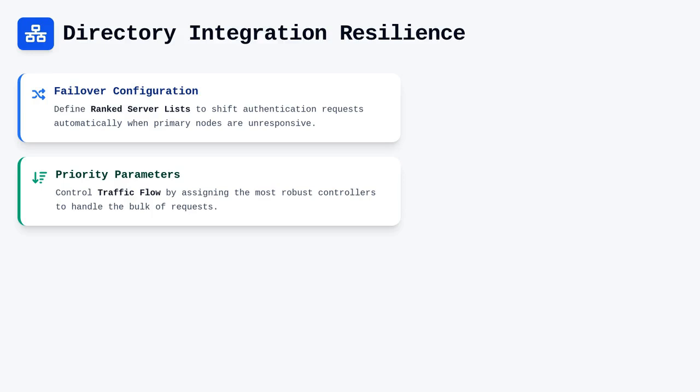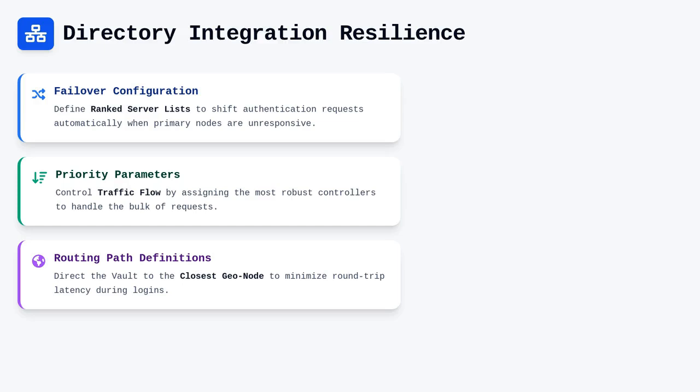By setting appropriate priority parameters, you control the traffic flow and ensure that your most robust controllers manage the majority of the authentication requests. If your directory topology is particularly expansive, consider defining routing path definitions that direct the vault to the closest geographical directory node, which reduces round-trip times during login sessions.